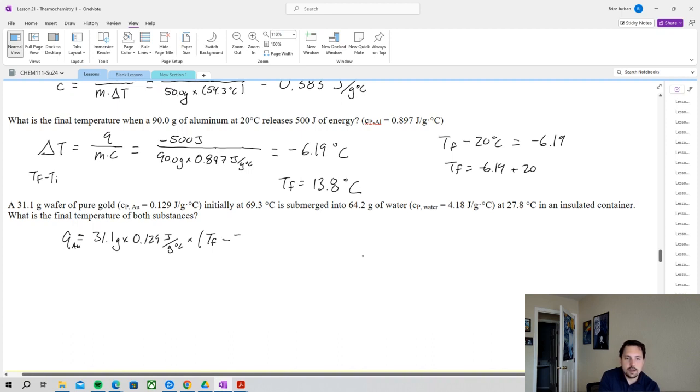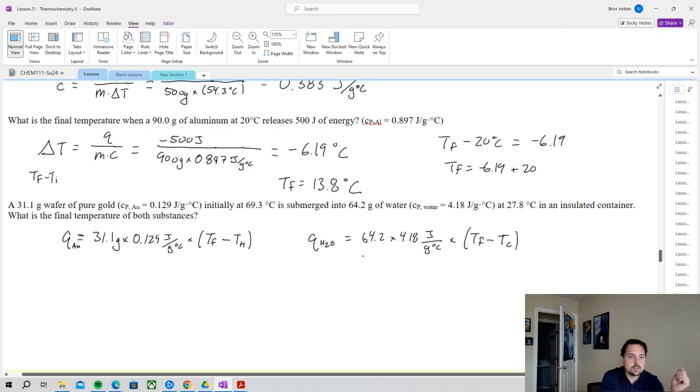So T final minus the initial temperature is the hot temperature. And then the heat that's absorbed by the water is going to be equal to the mass of that water times its specific heat times T final, which is the same as the other T final, minus the temperature that it is at the cold temperature.